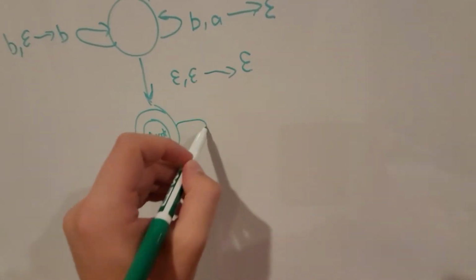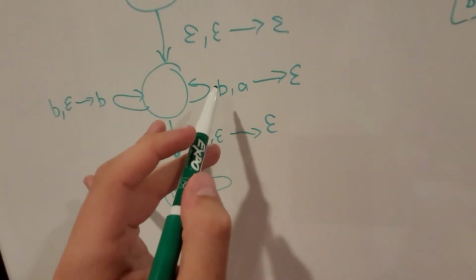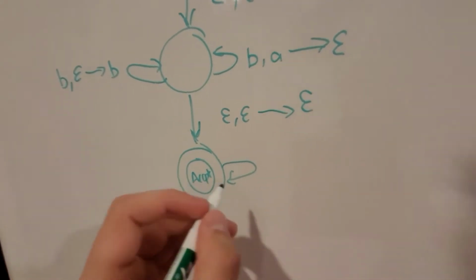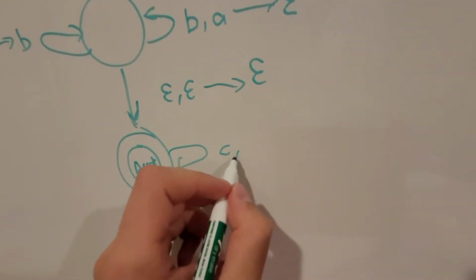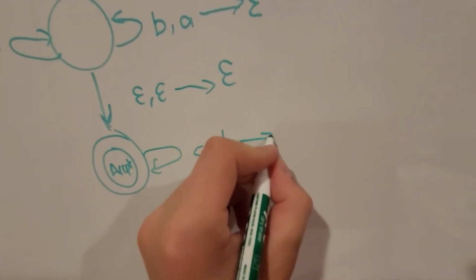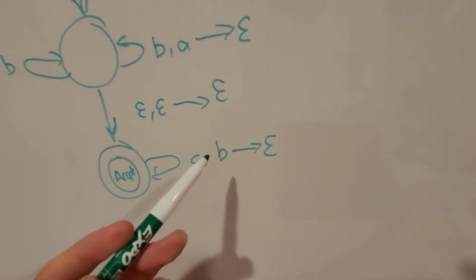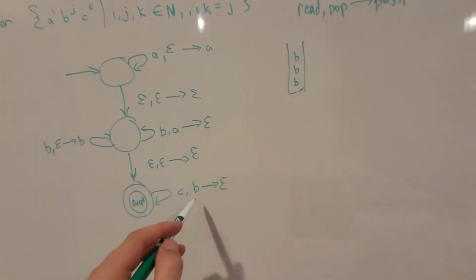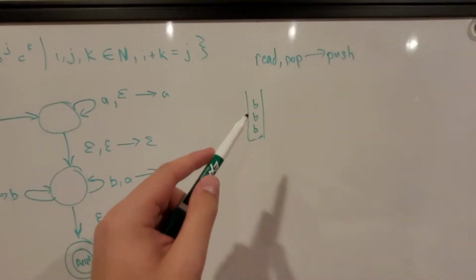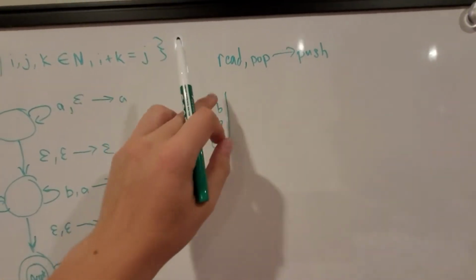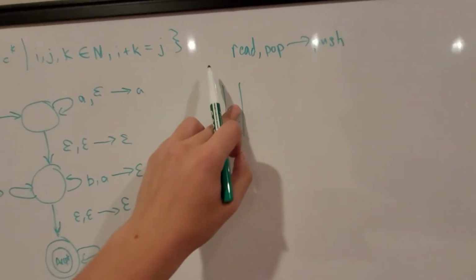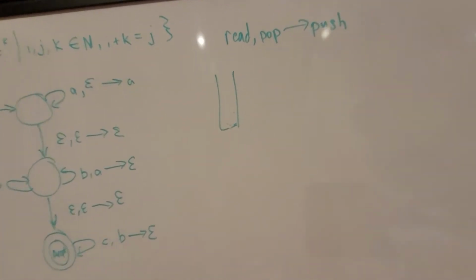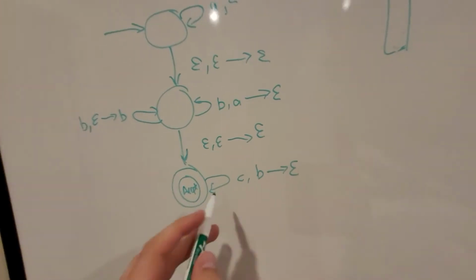Right here we have a loop, and we basically just copy what we did up here, kind of, sort of, except this time, we see a C. Let's pop a B off, and let's put nothing back onto the stack. Read a C, pop a B, put nothing on the stack. So then we have those C's coming in, and for each C, pop it off. And just like that, we can get rid of all of our C's.